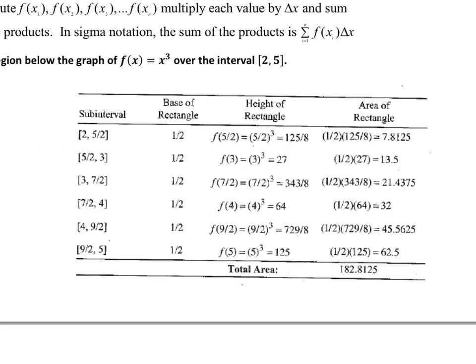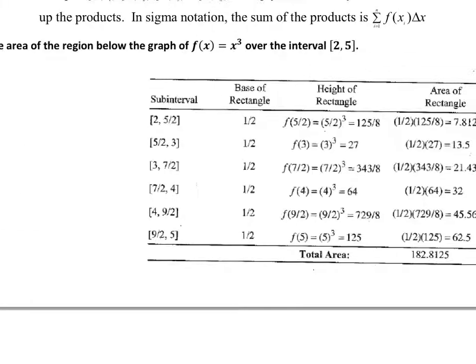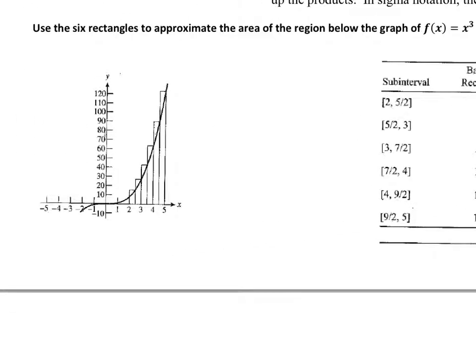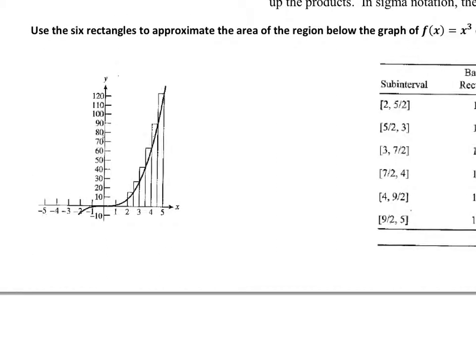So this area here was 7.8125, and then this is the 13, and the next one, and the next one, and then you add them together. That gives you the approximate area of the region. It's also known as an integral, using integrals to get that. Okay? So let's look at an example.